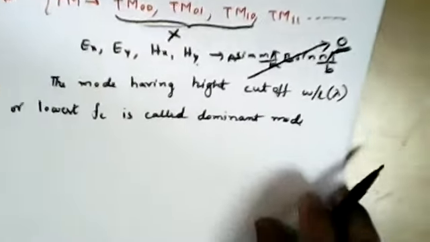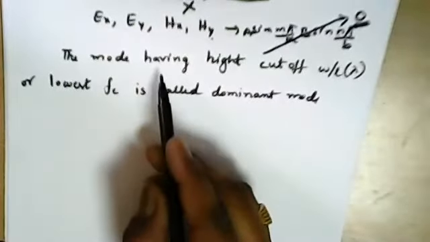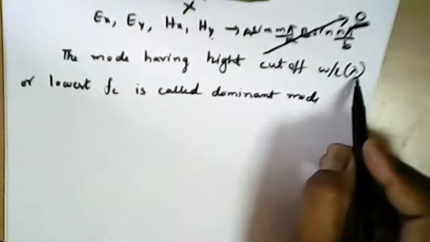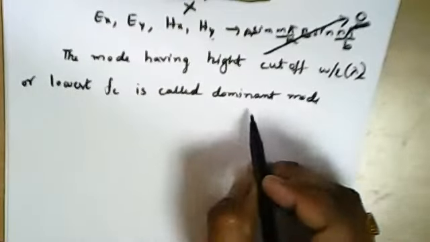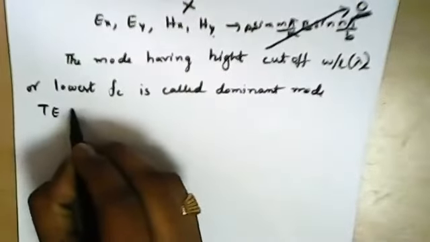Okay, now it has been seen that the mode having the highest cutoff wavelength lambda c, or the lowest cutoff frequency, is called the dominant mode. We'll take an example and see how the dominant mode can be explained. And first of all, as I've told, in case of TE mode, we'll consider.